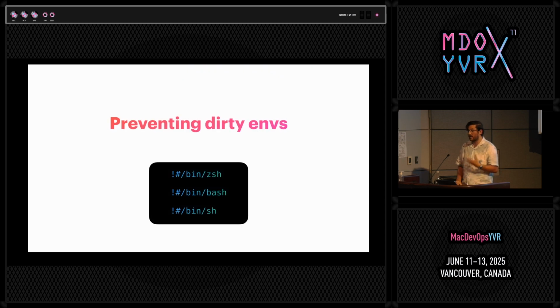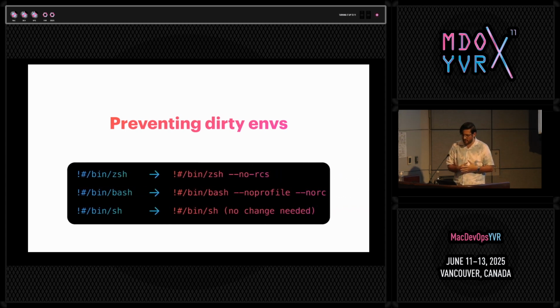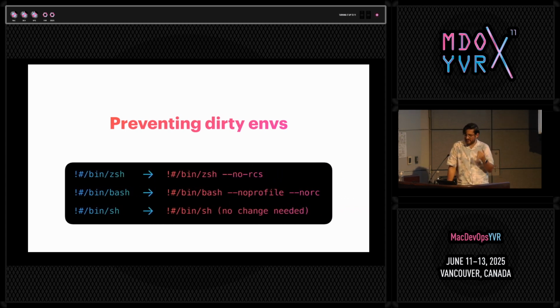So how do we prevent loading dirty environments with shell scripts? Of course, I have common shebangs there: csh, bash, and sh. To solve the issue, it'll depend on your interpreter. For zsh it's --no-rcs, for bash it's --noprofile --norc, and for sh, even though this is just a symlink towards whichever shell you have configured in your operating system, if the executable is named /bin/sh, it's not going to load external environment files.